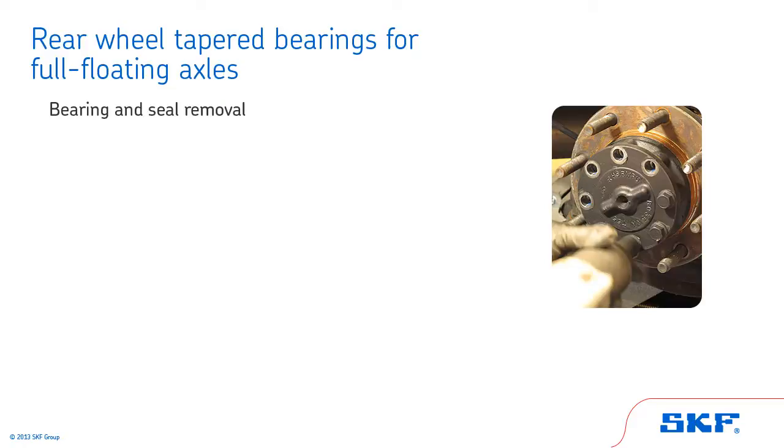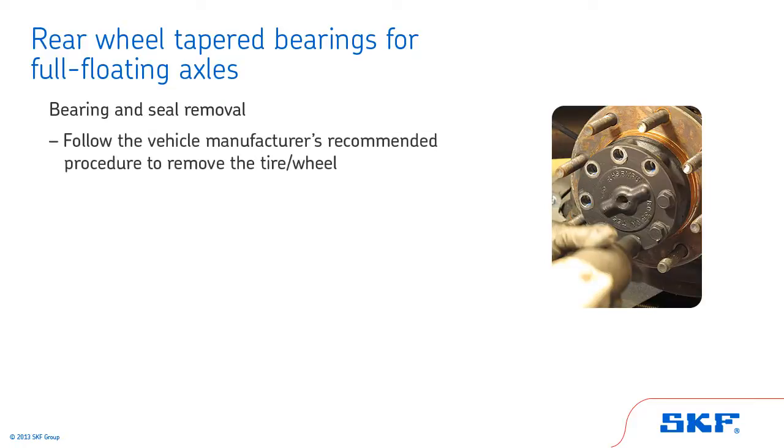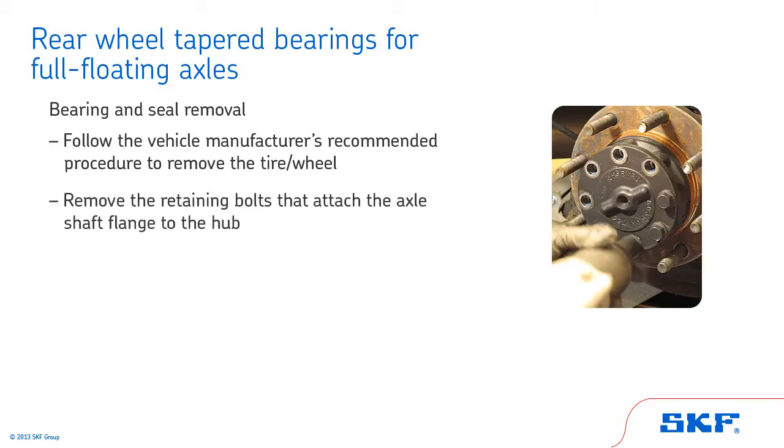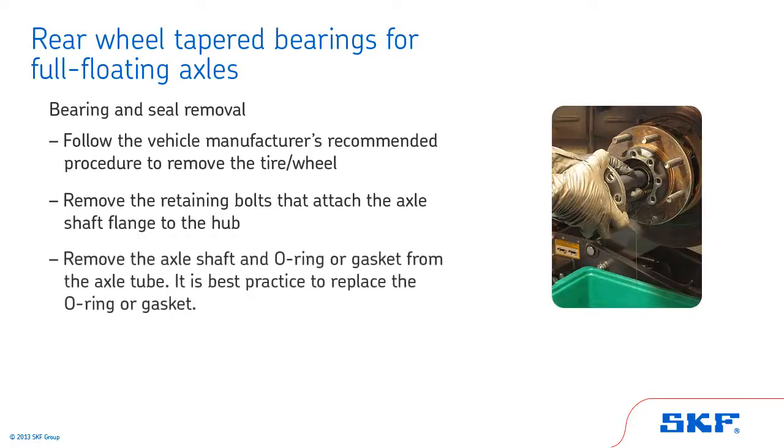Now, let's cover bearing and seal removal for full floating axles. Be sure to follow the vehicle manufacturer's recommended procedure to remove the tire and wheel. Remove the retaining bolts that attach the axle shaft flange to the hub. Then remove the axle shaft and O-ring or gasket from the axle tube. It is best practice to replace the O-ring or gasket.